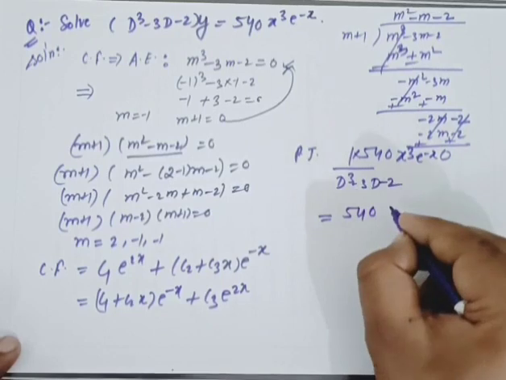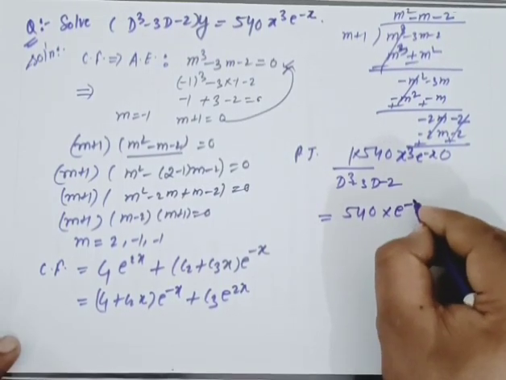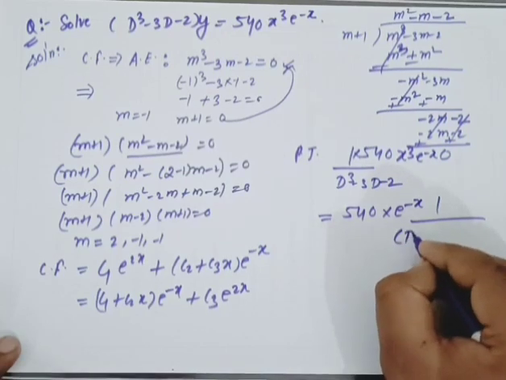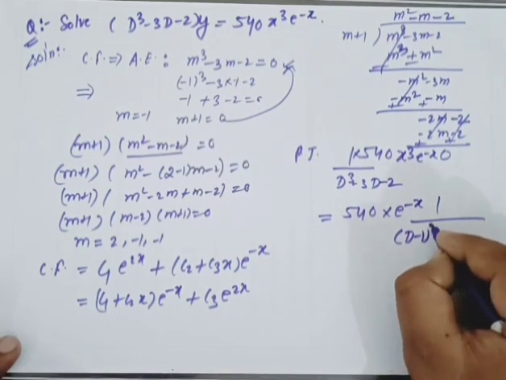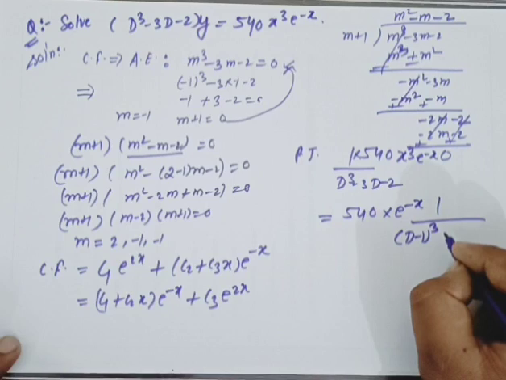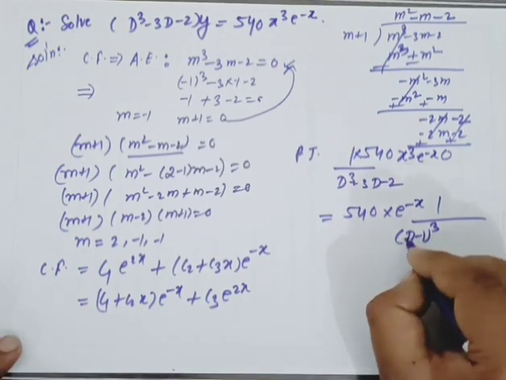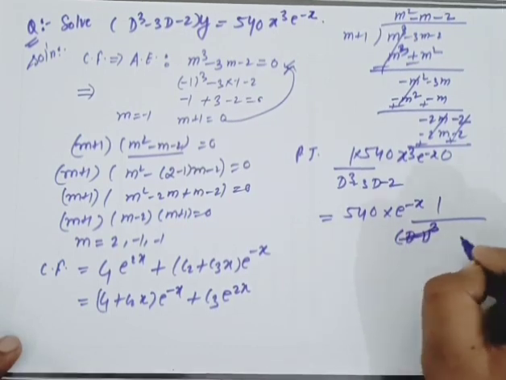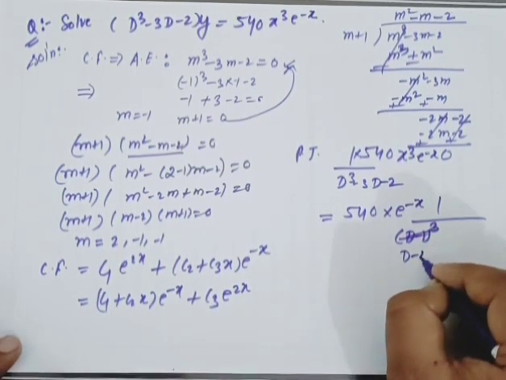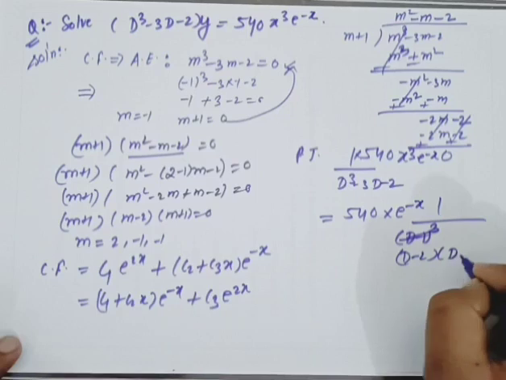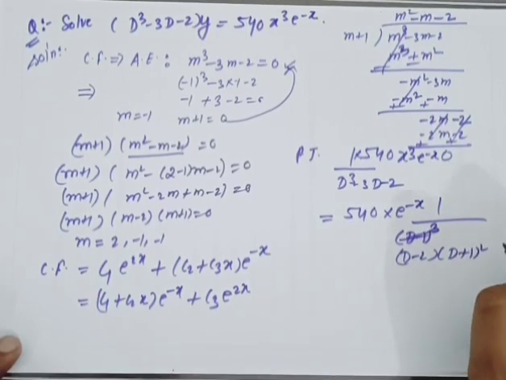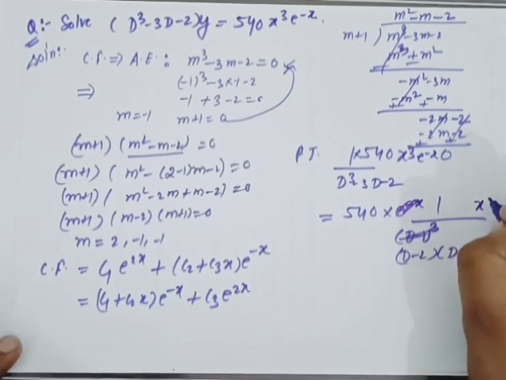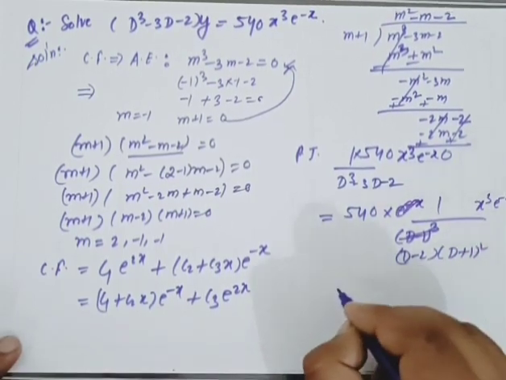Now you can write it as 540, you can take e to the power minus x outside, replacing d by d minus 1. So d minus 1 to the power 3, okay. Or I would love to write it in the form like d minus 2 and d plus 1 whole square, okay, x to the power 3 and e to the power minus x.